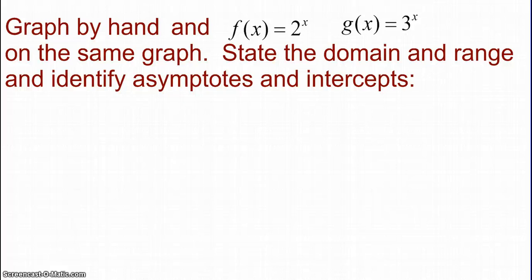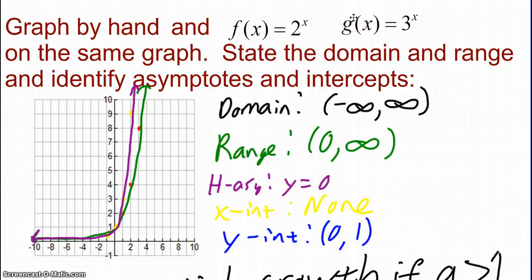Alright, so now I want you to try and graph by hand f of x equals 2 to the x and g of x equals 3 to the x on the same graph. I want you to state the domain of each, the range, and identify any asymptotes and intercepts. Pause the video, do that, unpause when you're ready to check your work.